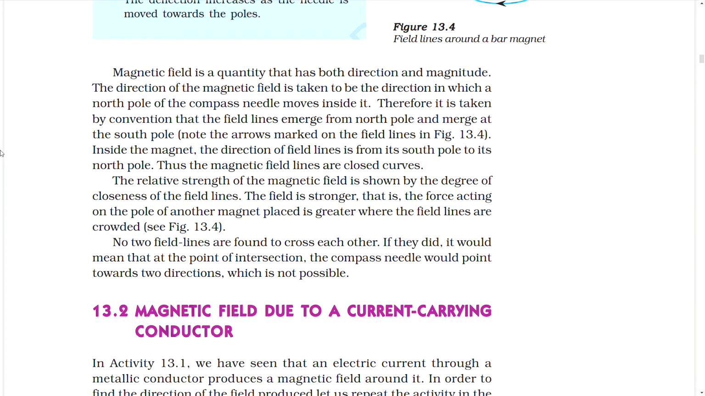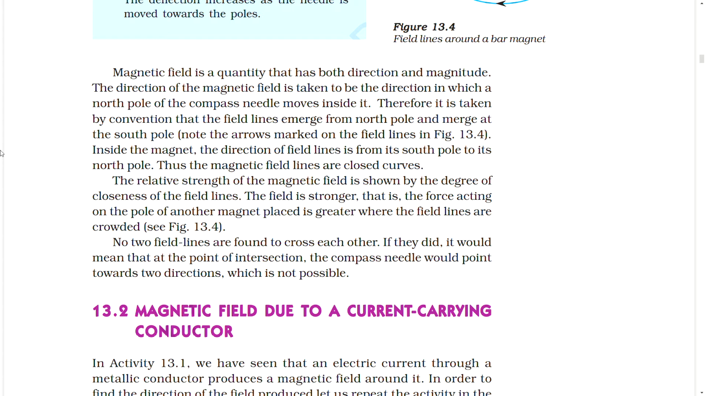Magnetic field is a quantity that has both direction and magnitude. The direction of the magnetic field is taken to be the direction in which a north pole of the compass needle moves inside it. Therefore, it is taken by convention that the field lines emerge from the north pole and merge at the south pole. Note the arrows marked on the field lines in the figure. Inside the magnet, the direction of field lines is from its south pole to its north pole. Thus, the magnetic field lines are closed curves.